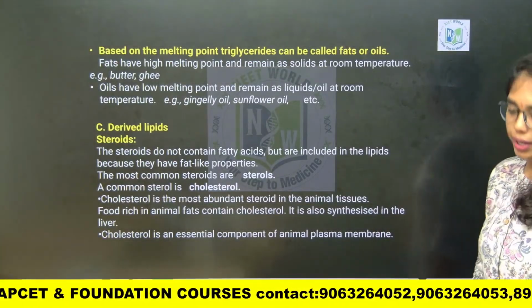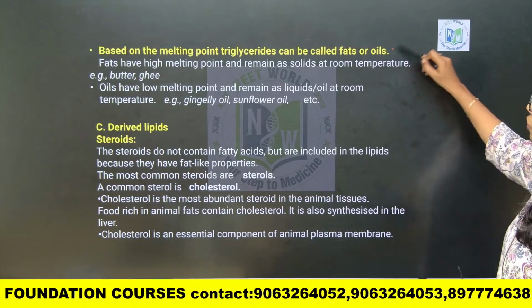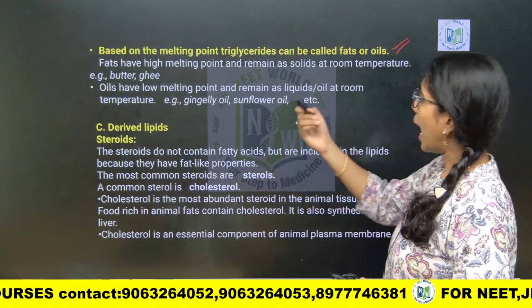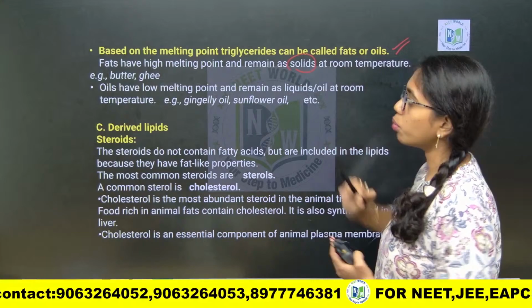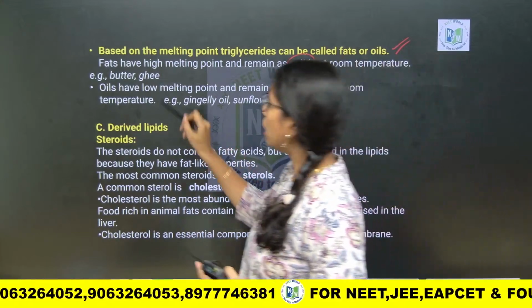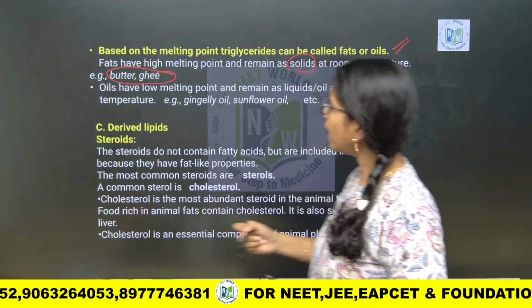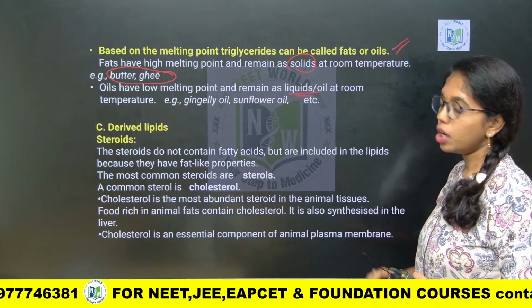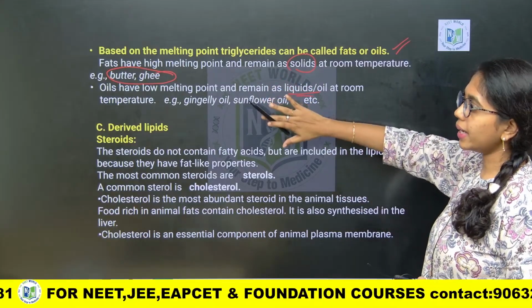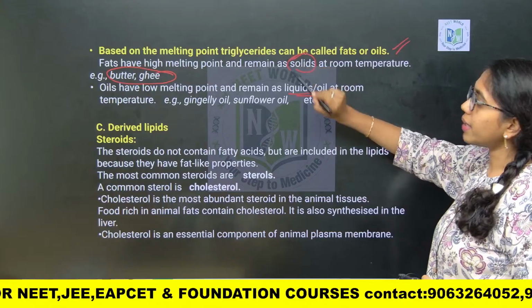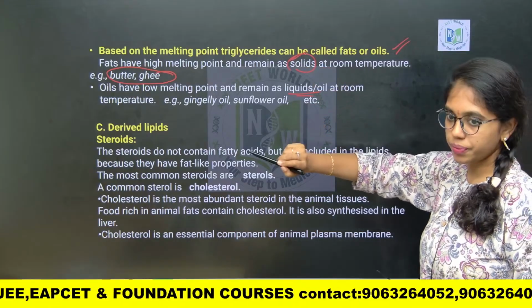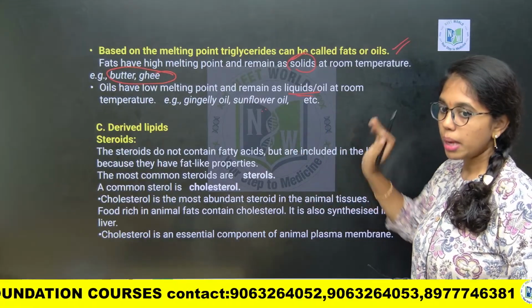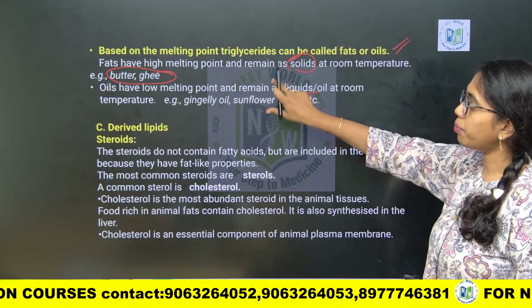Based on the melting point, again they are further classified as fats or oils. Fats have high melting point and they remain as solids at room temperature. For example, butter and ghee. Oils will have low melting point and they remain as liquids or oil at room temperature. So, again based on the melting point, they are classified. Most of the solid type are what? Saturated fatty acids. This liquid type will be what? Unsaturated fatty acids. Based on the bond stabilization also melting point is given here.